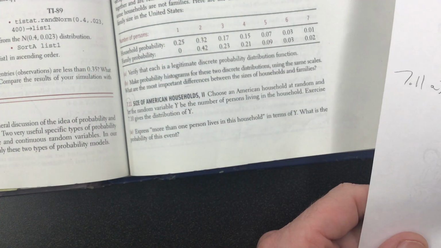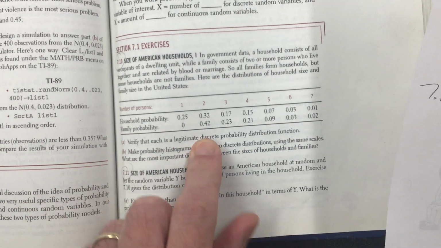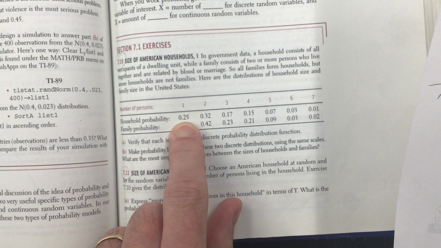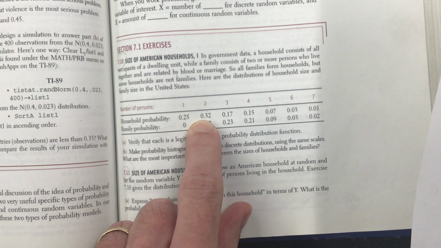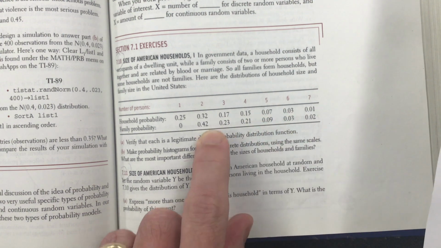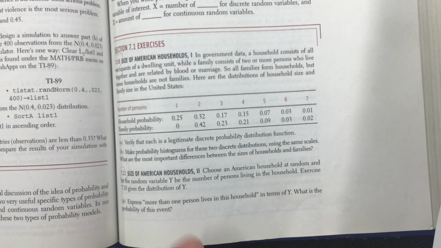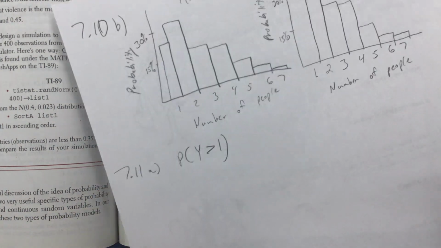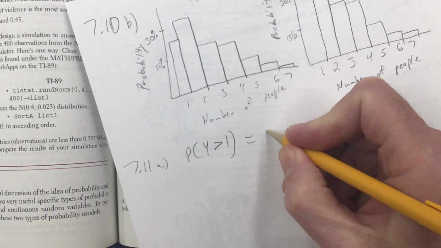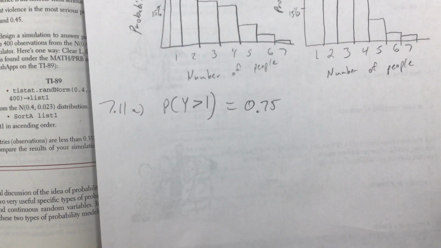What's the probability of this event? Well, looking at our distribution of household residents, you can see that it's going to be 75%, right? You can find the sum of all those, or you can do the simple complement, right? 1 minus 0.25, that's the way I would do it. So 75%.